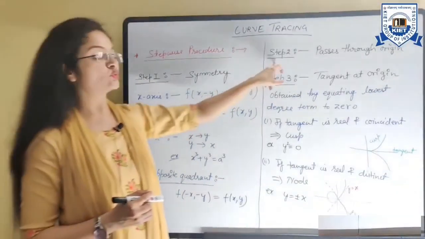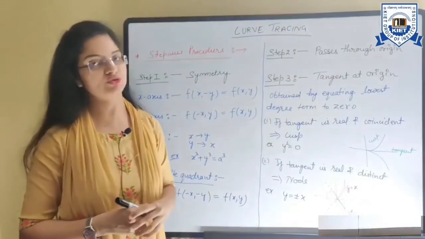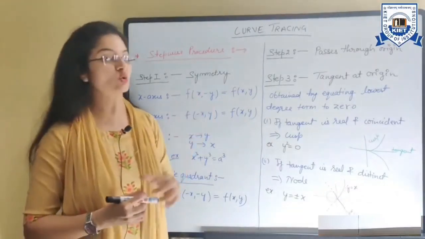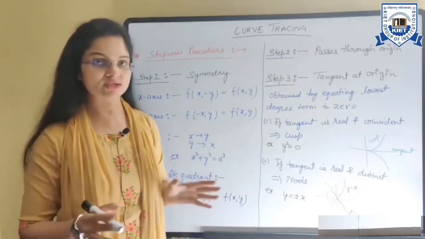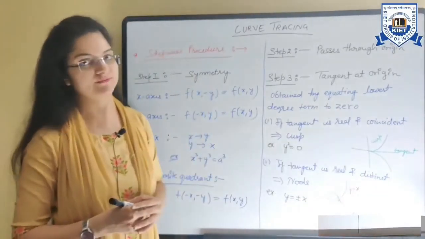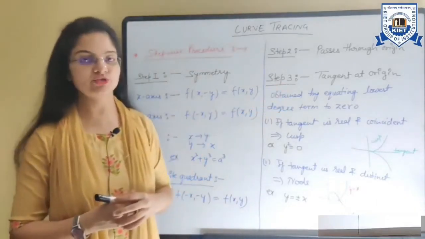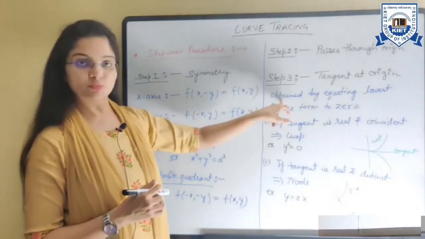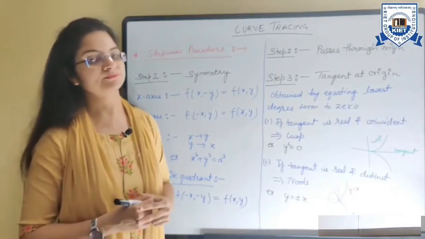Now step 2, we have to check whether the curve passes through the origin or not. If the equation of the curve contains a constant term, then it does not pass through the origin. If there is no constant term, then the curve passes through the origin. For step 3, we have to find the equation of the tangent at the origin. The equation of the tangent is obtained by equating the lowest degree term of the equation to 0.